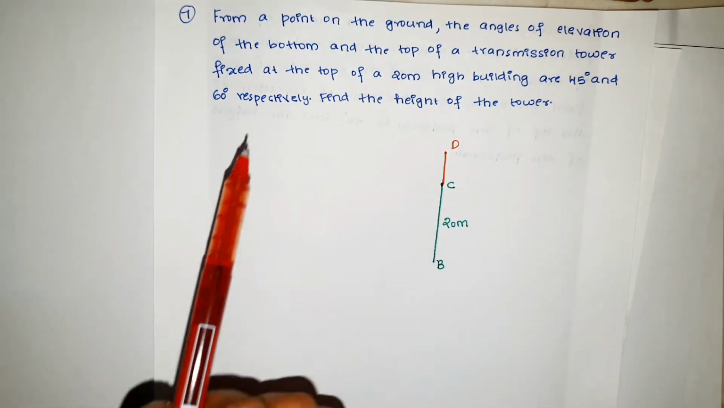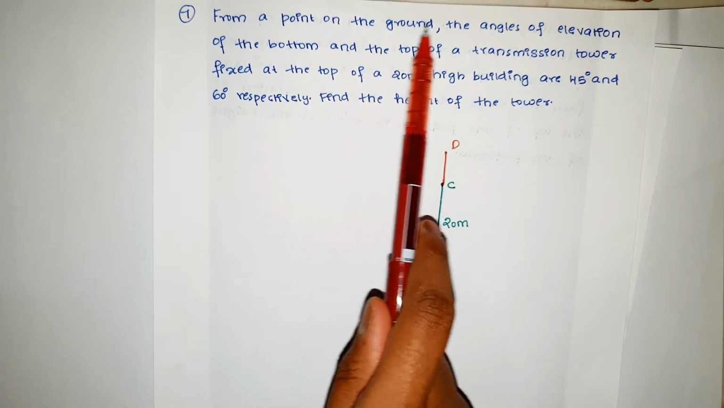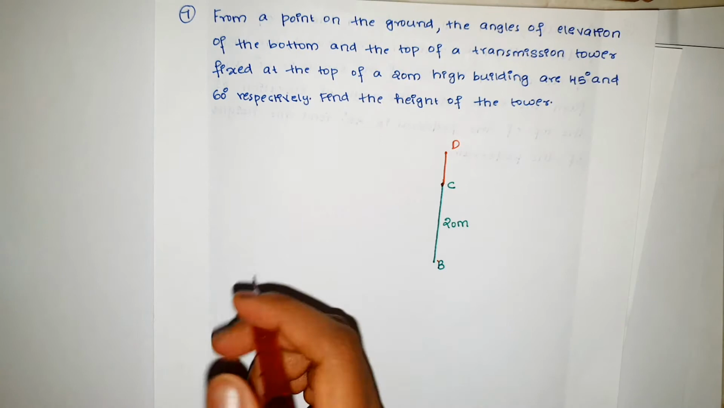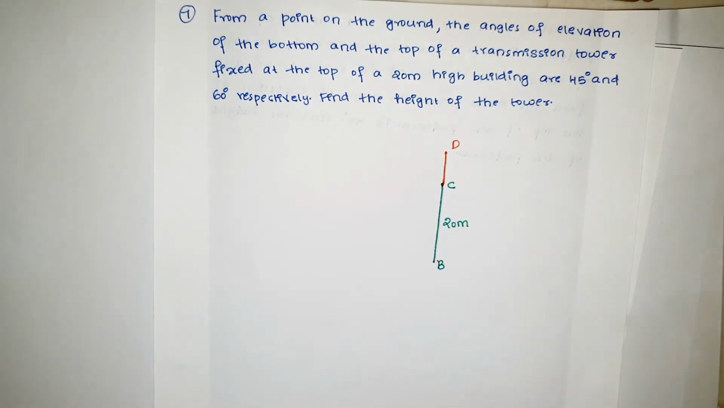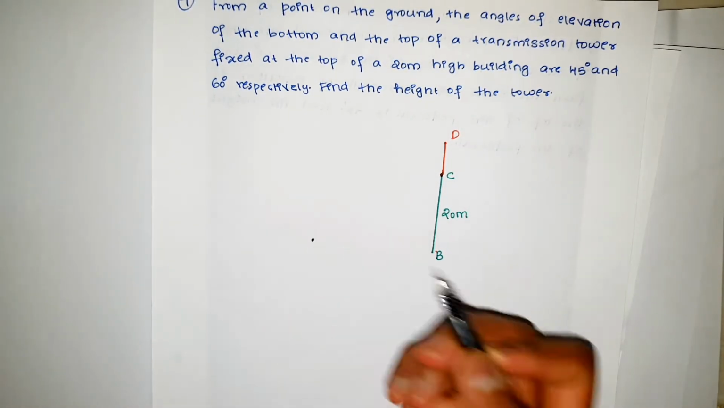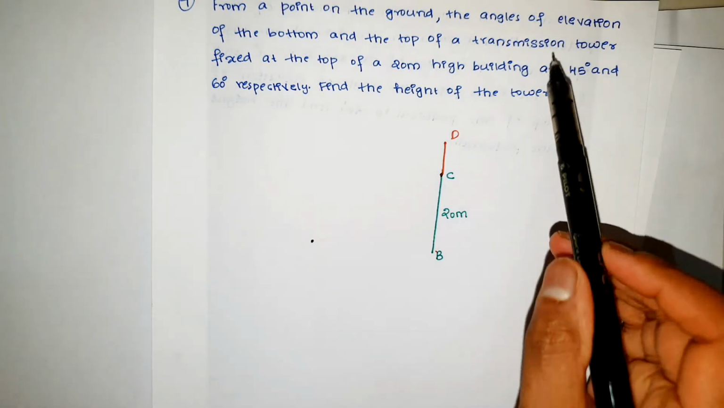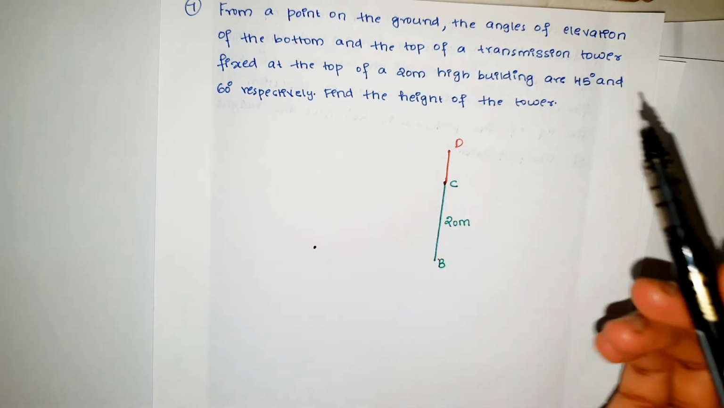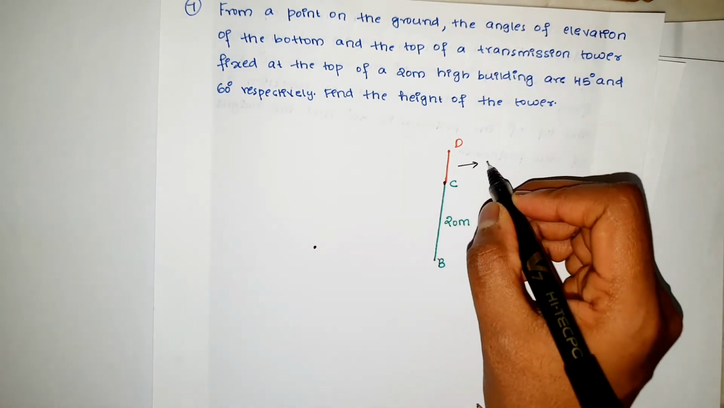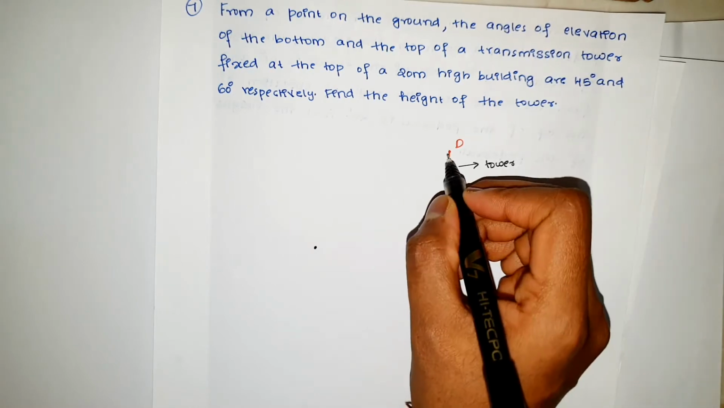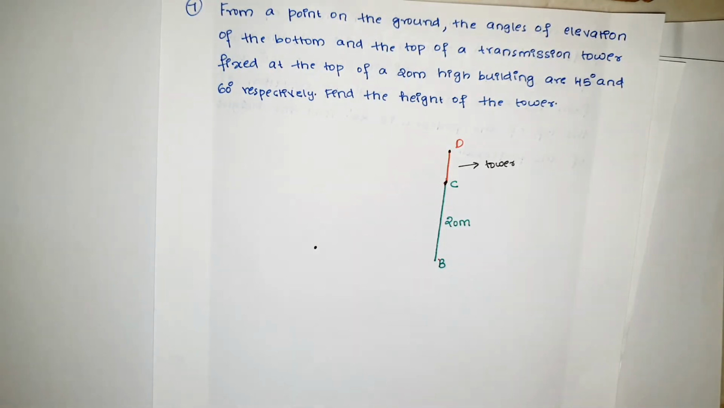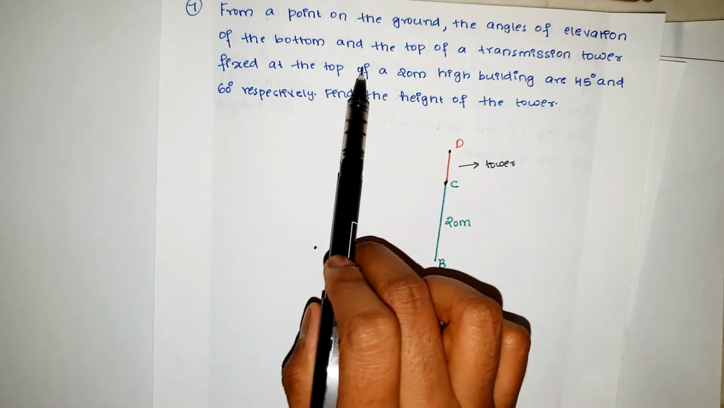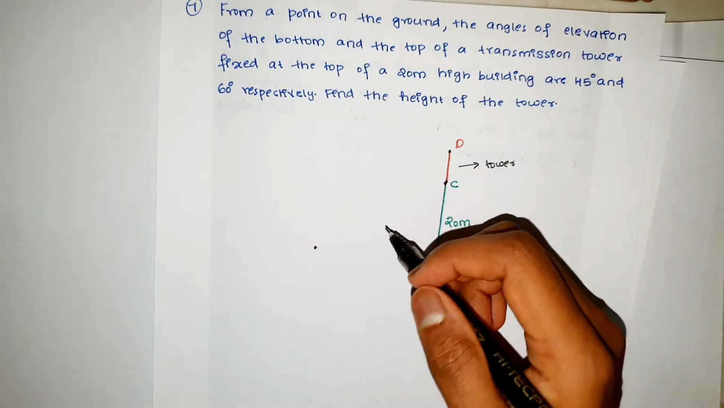Okay, so next, from a point on the ground. So we have to take a point on the ground. Okay, so let this be a point on the ground. The angles of elevation of the bottom and top of the transmission tower. So this is our tower. So this is the top of the tower and this is the bottom of the tower.